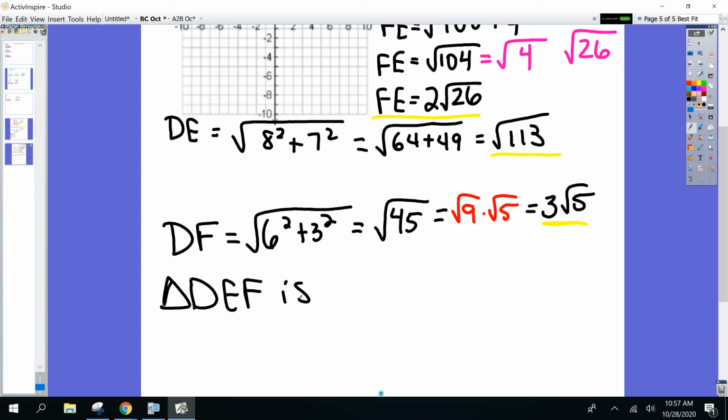No sides equal is scalene. Isosceles is 2 sides, Quincy, and 3 sides is equilateral. We good? Triangle DEF is scalene, and it does say explain because no sides are congruent.